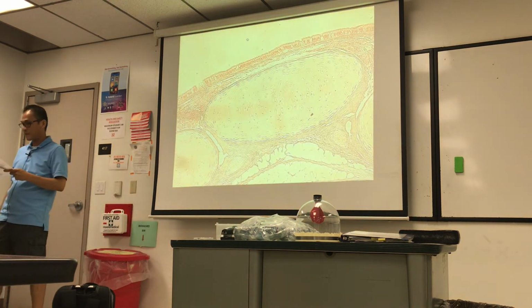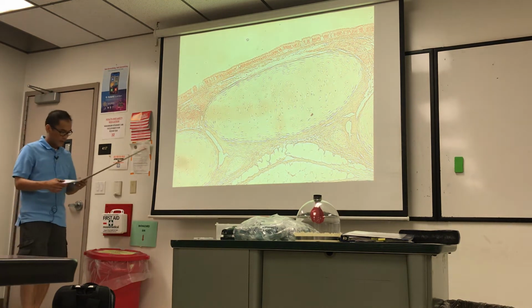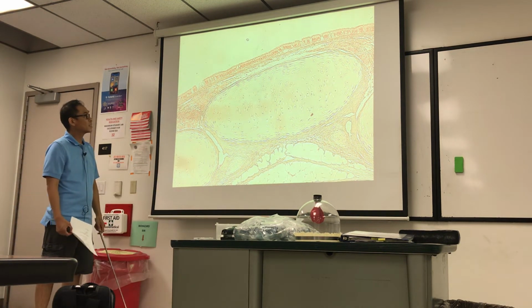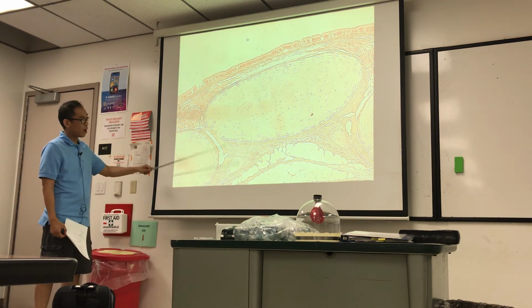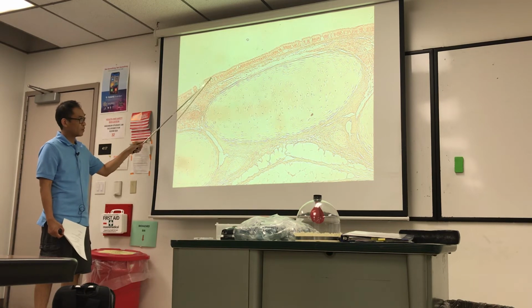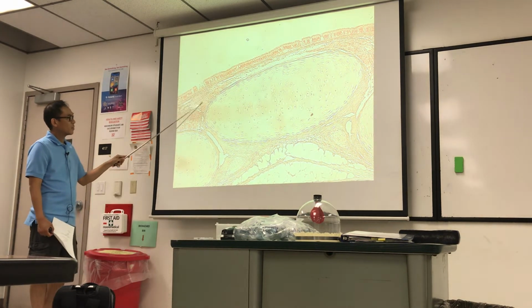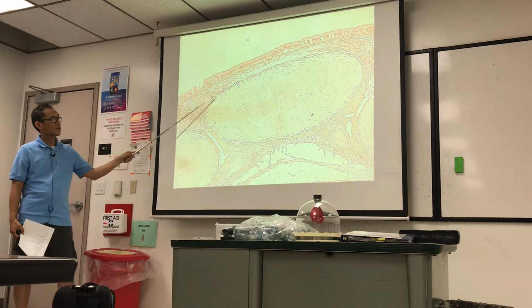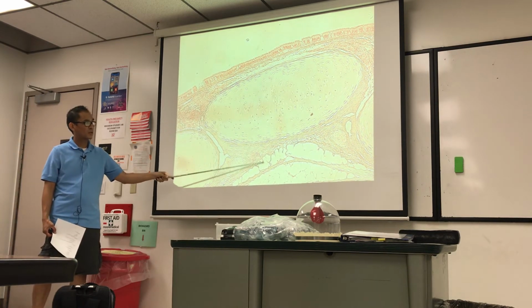So let's look at the trachea and the lung tissue slides. This is the tracheal wall under a low magnification. You have to know mucosa, submucosa, adventitia.